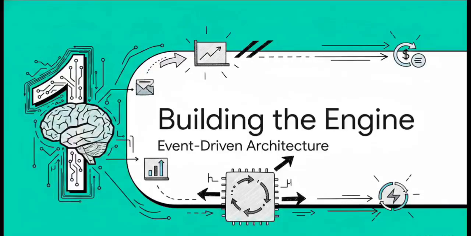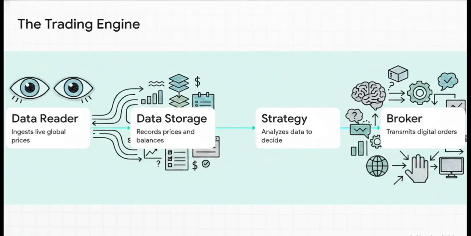All right, part 1, building the trading engine and the event-driven architecture. Let's get into it. So our engine relies on treating every single market action as an instant event. Think of this setup kind of like the anatomy of our bot. First up, the market data reader. This acts as the eyes, constantly ingesting live price updates from global exchanges. All that data flows right into the centralized storage, which is essentially the memory, recording those prices right alongside account balances and historical trends. Next, the info enters the strategy pipeline.